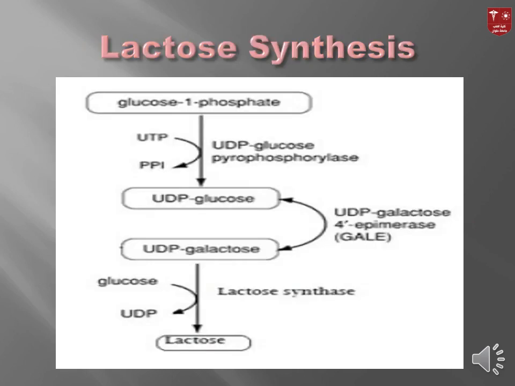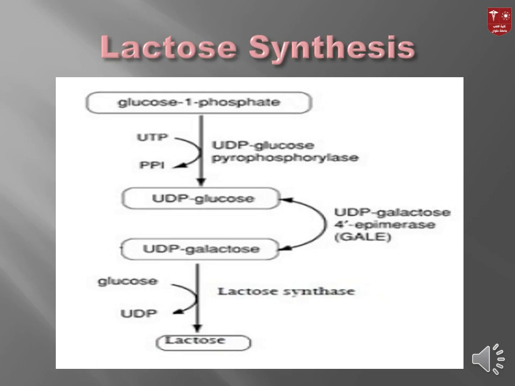The last slide for today is the lactose synthesis pathway. We don't have to study the pathway, but we have to know how lactose can be synthesized in our body. Of course, it is synthesized only in the mammary gland of a lactating mother during late pregnancy and after delivery of a child. This lactose synthesis takes place since the late month of pregnancy by combination between UDP galactose and glucose through an enzyme which is called the lactose synthase enzyme.